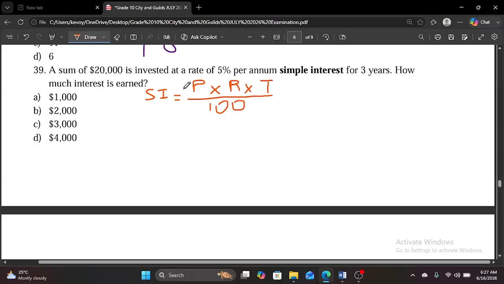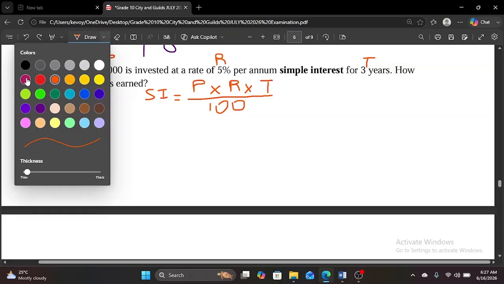All right, so simple interest equals principal times rate times time, all over 100. The rate is always the percentage. The principal is the money that you invested, and the time is 3 years right here. So how much money is invested? Let's just plug in all what we know. We're going to substitute all our values.